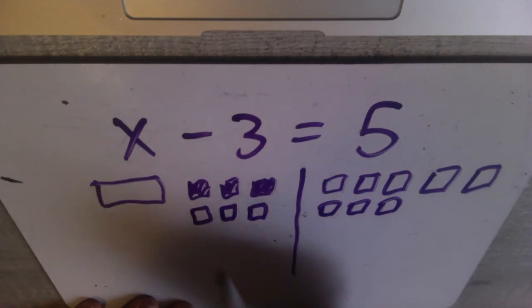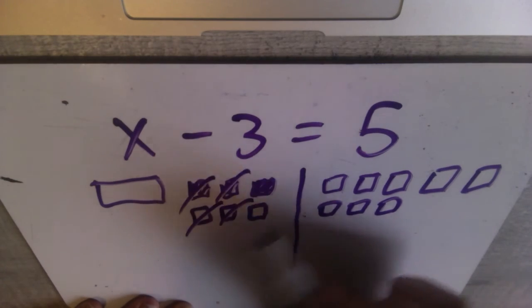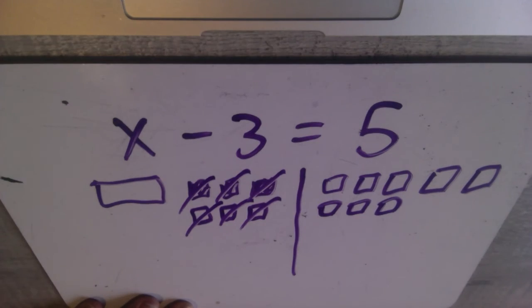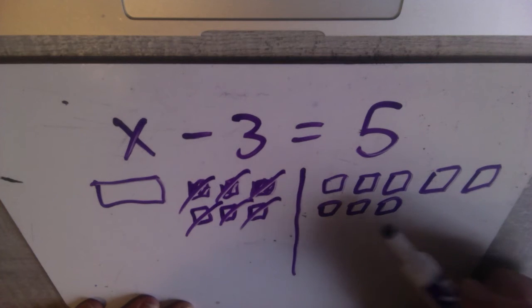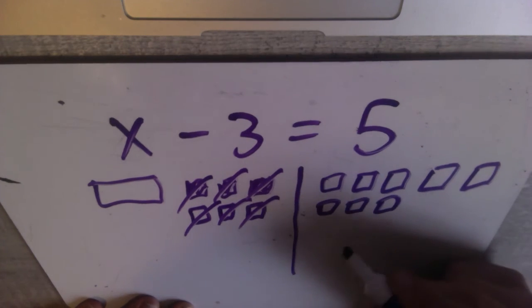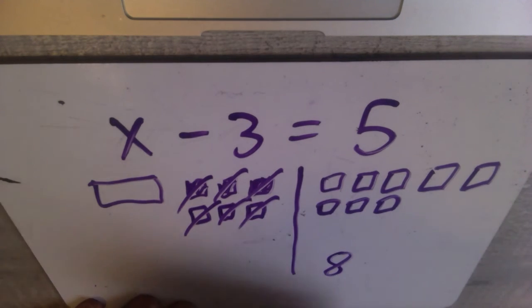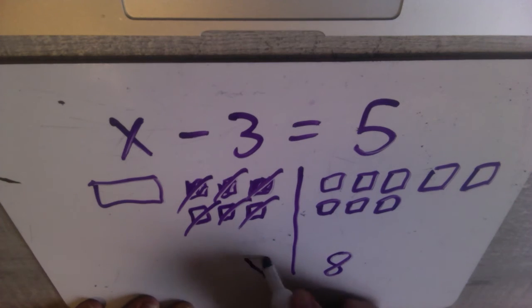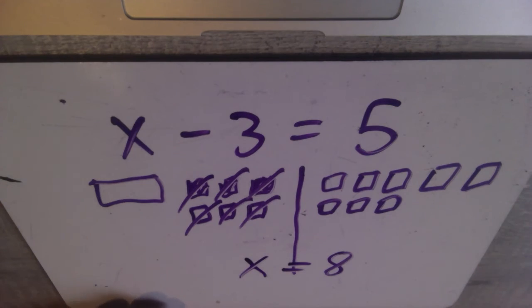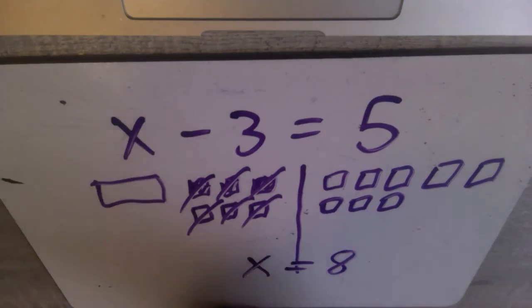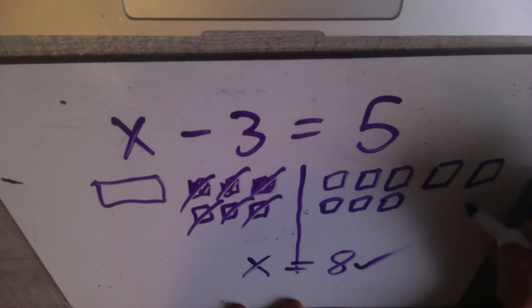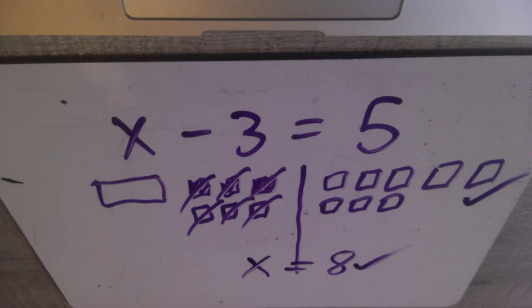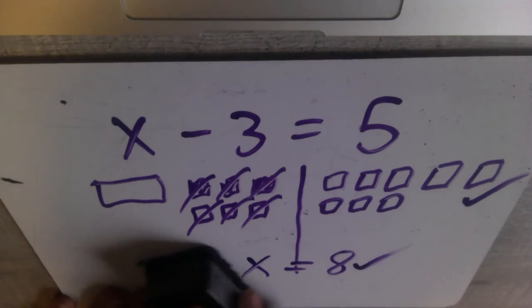Now I can start canceling out. Cancel, cancel, cancel, cancel, cancel, cancel. What am I left with on my right side? Well, 1, 2, 3, 4, 5, 6, 7, 8. What am I left with on my left? Just my variable x. So x equals 8. Check your work. 8 minus 3 does equal 5. 1 mark there for the answer. 1 mark for showing your work. 2 more here. On to E.